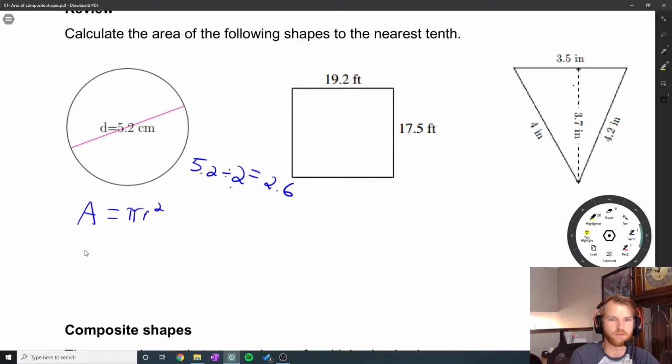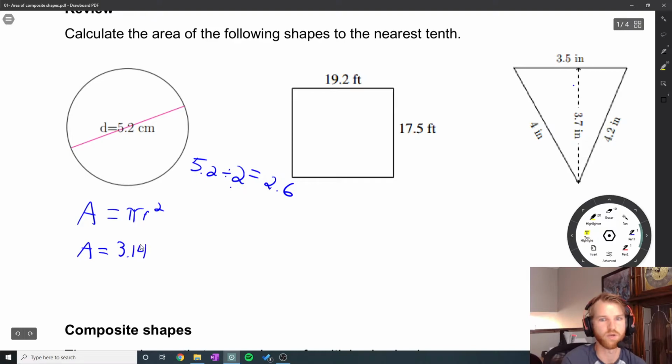So now I can just put this into my equation. Area is equal to pi, and I could write 3.14 and so on here, or I could just leave this as pi. Okay, so this time I'll write 3.14, but normally what I would do is just leave that as the symbol for pi. And our r squared, our radius we just found out was 2.6. So I'm going to replace this with 2.6, and I'm just going to put this in brackets to show that we're multiplying and that we're squaring this.